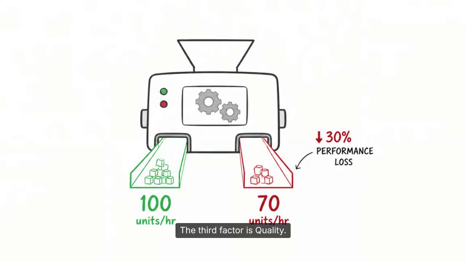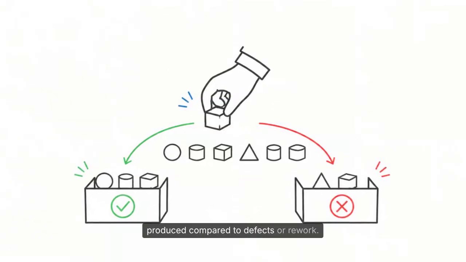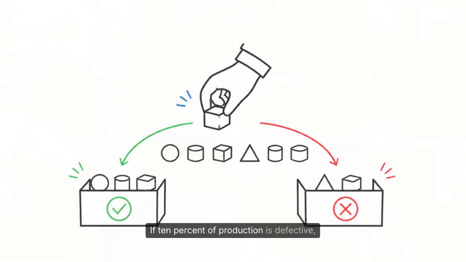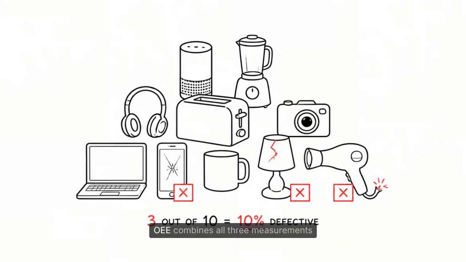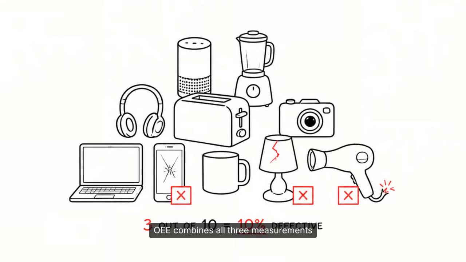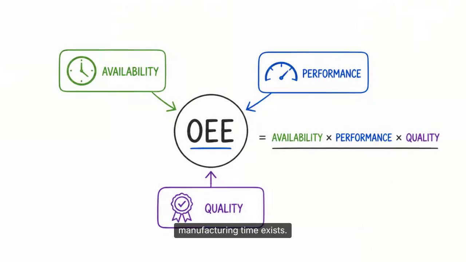The third factor is quality. This measures how many good products are produced compared to defects or rework. If 10% of production is defective, then quality performance drops as well. OEE combines all three measurements together to show how much truly productive manufacturing time exists.